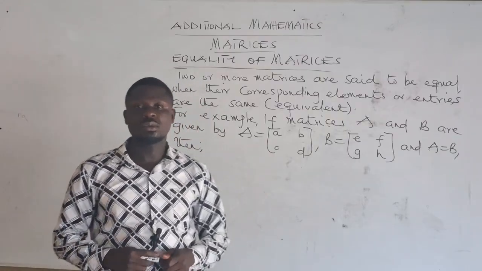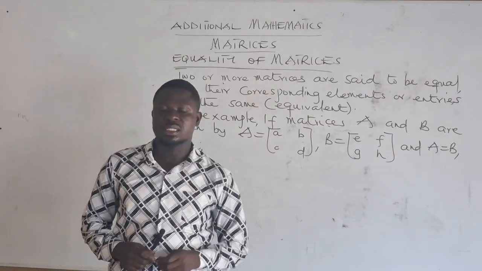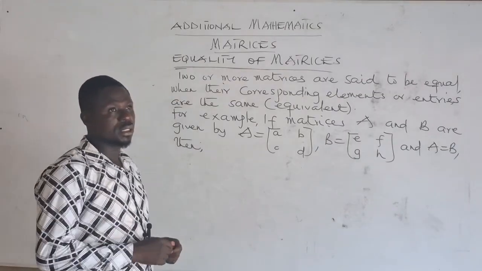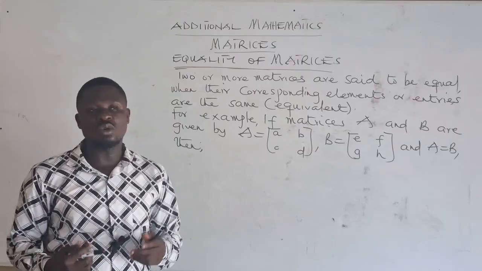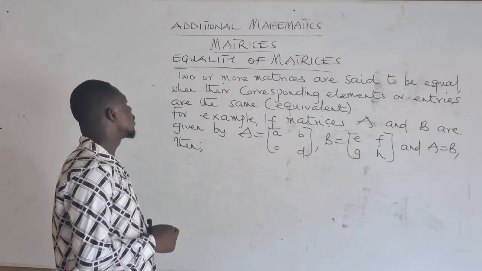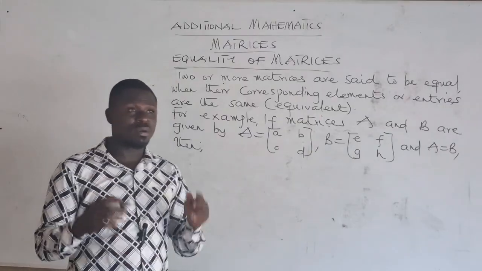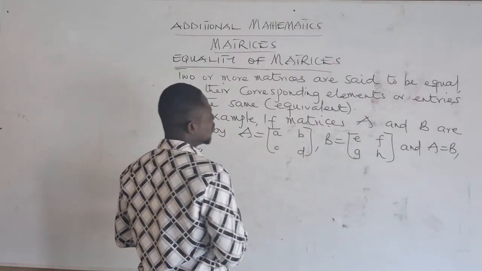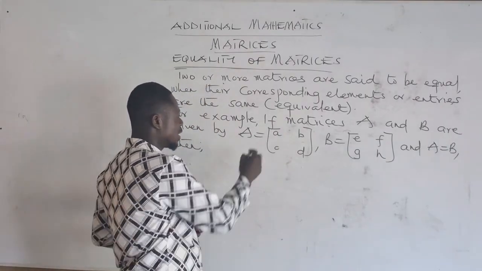In today's video, we are going to look at a particular subtopic under matrices, and that is equality of matrices. When do we say two or more matrices are equal? What does it mean? Two or more matrices are said to be equal when their corresponding elements or entries are the same or equivalent.